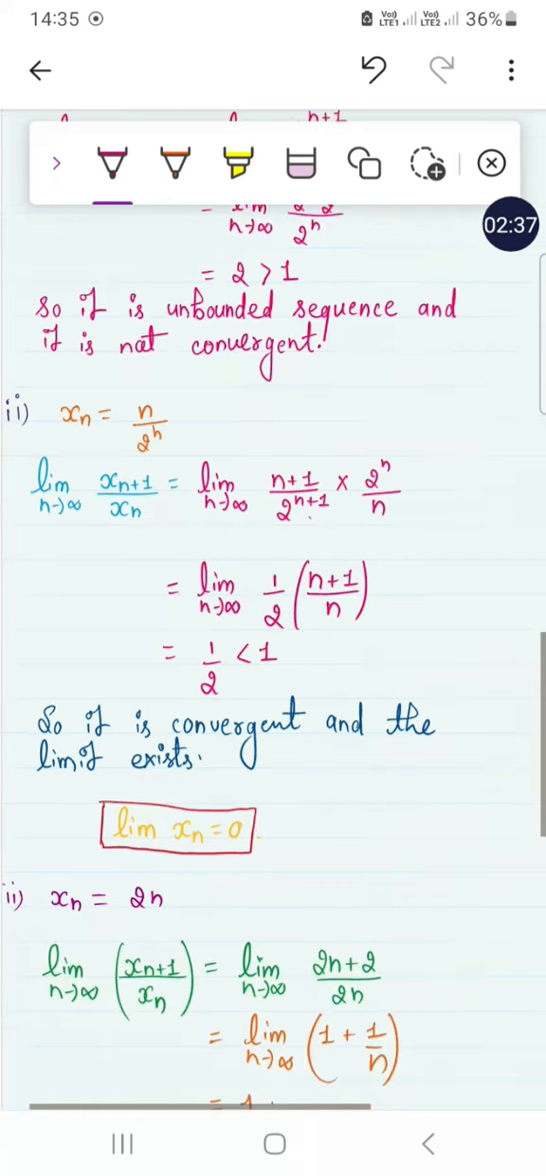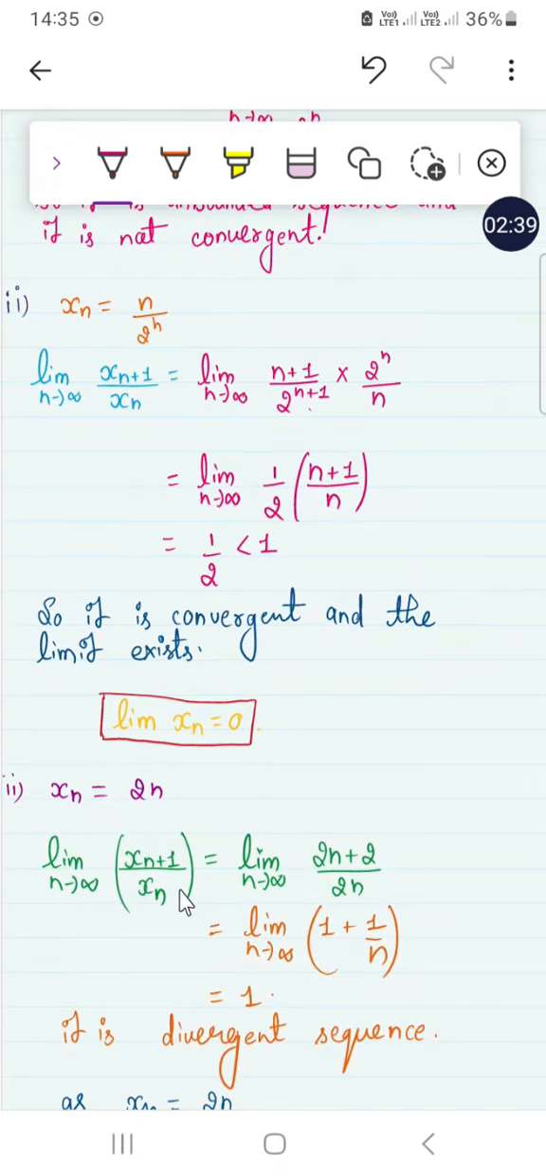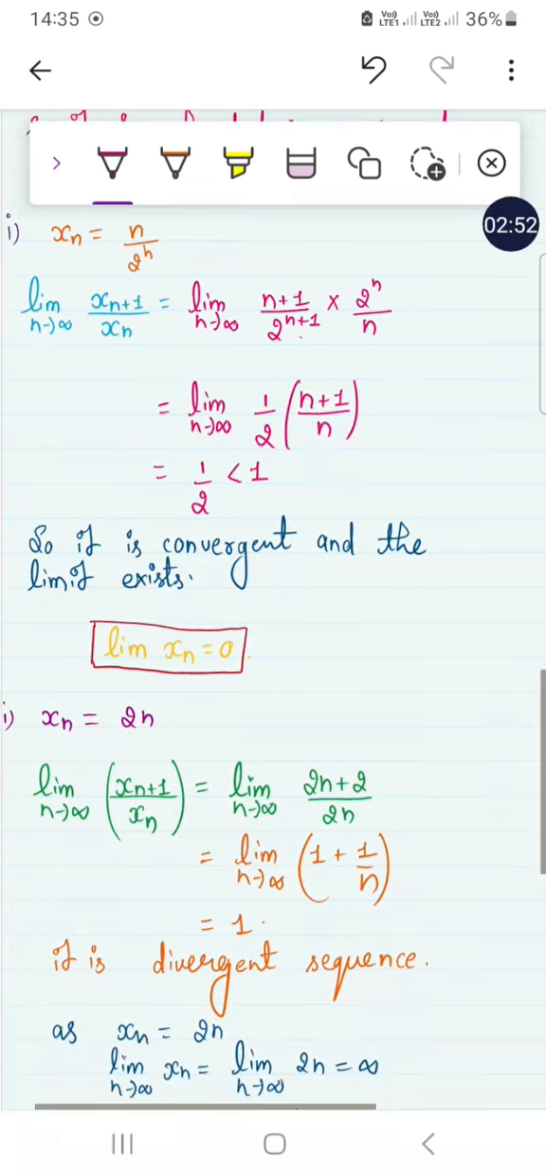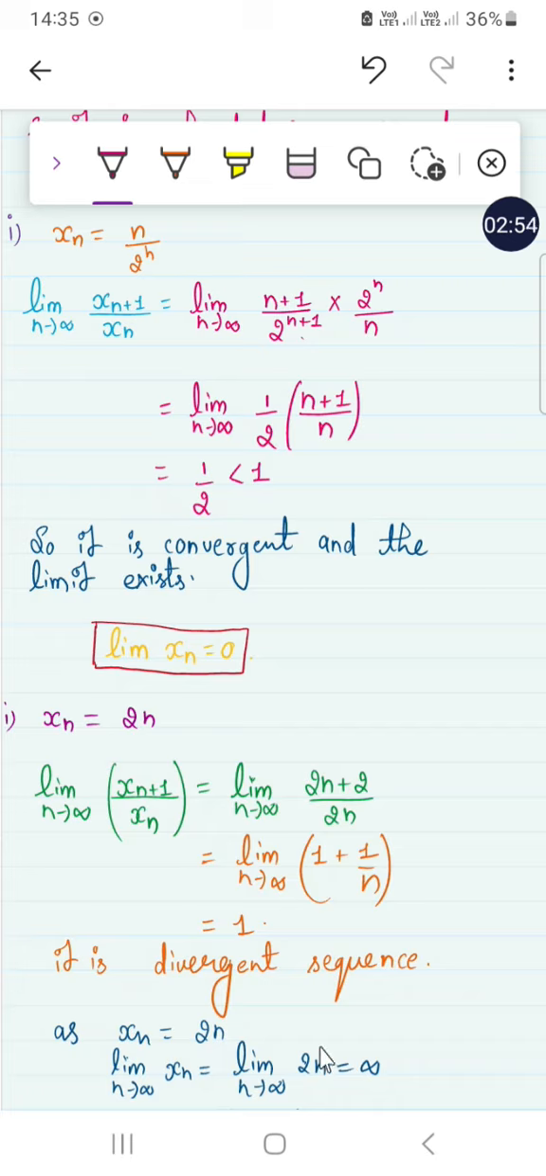Now for the third, if x_{n+1} upon x_n, with xn equal to n, if you take the limit of this sequence, then the limit is equal to 1 and this sequence is divergent. How do you say that? As the limit of this sequence as n tends to infinity is infinity, it is not a convergent sequence, right?